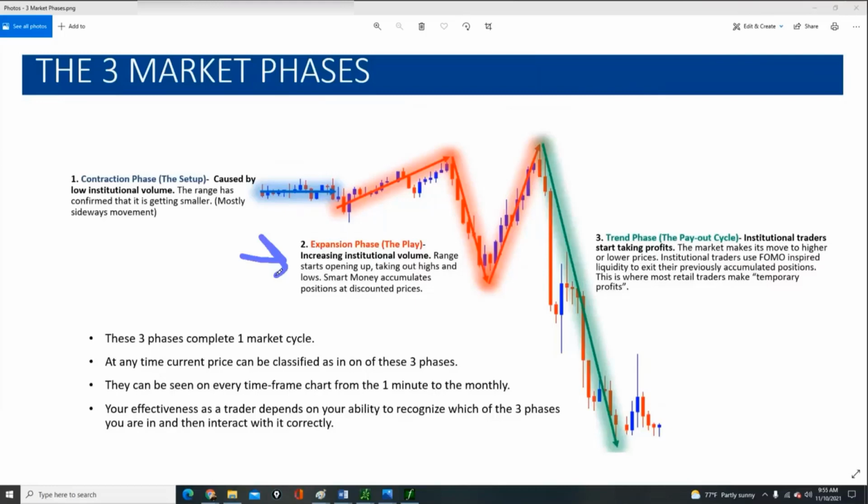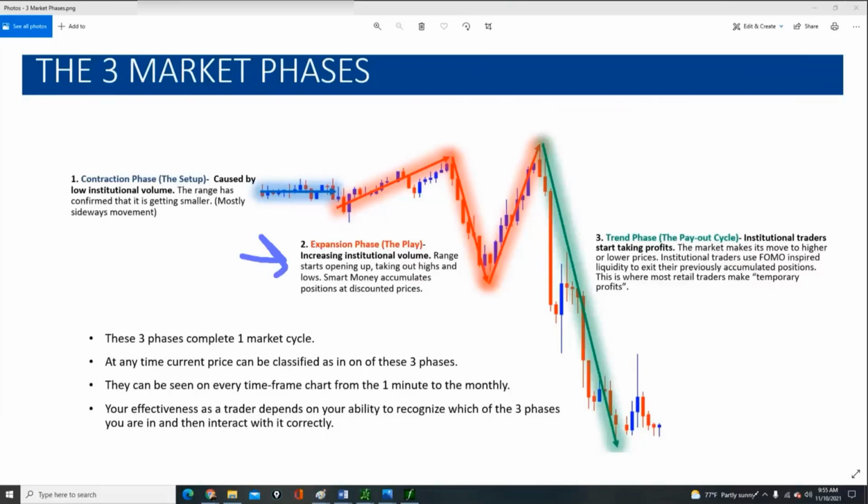Now, this is the play. The expansion phase is the play. Increasing institutional volume. Range starts opening up, taking out highs and lows. Smart money accumulates positions at discounted prices. So it leaves the contraction phase, the squeeze, enters into the expansion.